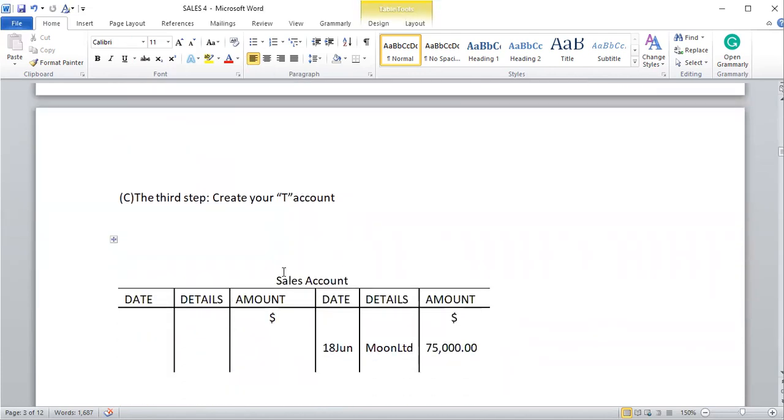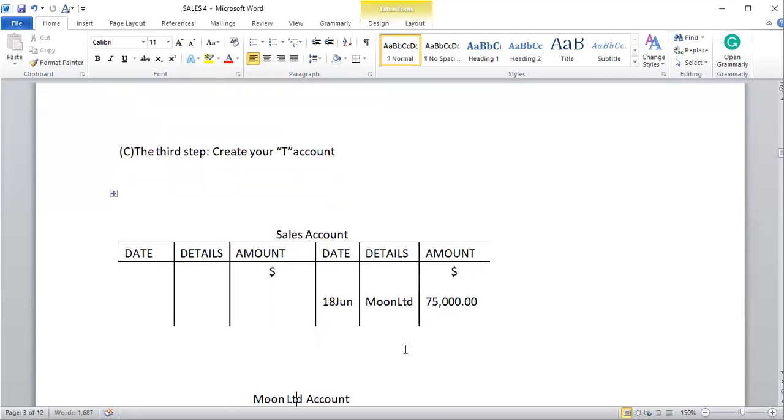So the T account: this shows the sales account. It has been what? Credited, because it is giving out the goods. So a date, and we have credited in this particular case on the right-hand side. So we have date, 18 June, details, Moon Limited, and the amount of $75,000. Why Moon Limited? Because the corresponding entry can be found in the Moon Limited account.